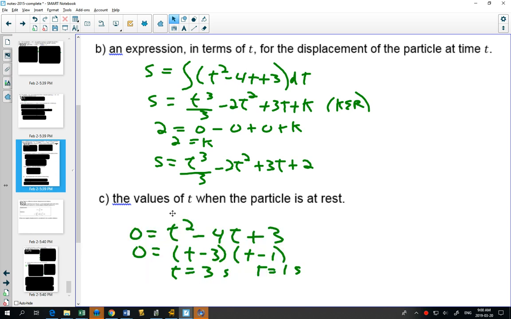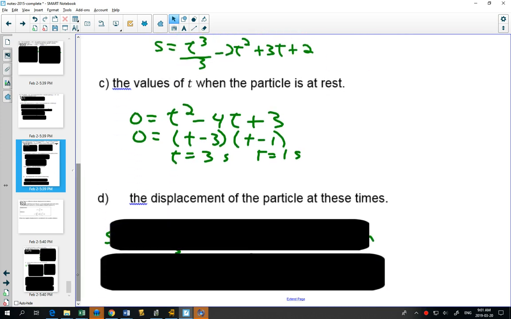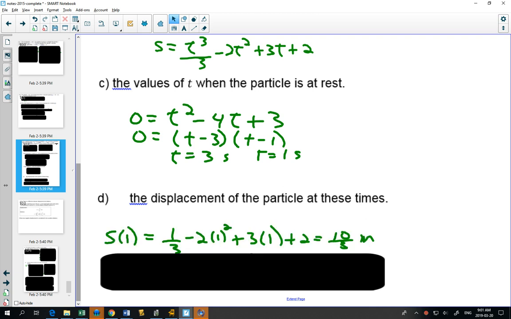So we said our velocity equals 0. Factor that equation, we get 3 seconds and 1 second. Did you remember to include your units? Yes. Okay, good. Find the displacement of the particle at these times. So now we need to take 3 seconds and 1 second and plug it into which equation? Our displacement equation.